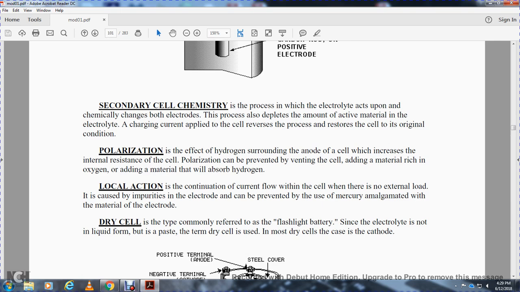Local action continues with current flow in the cell, even with no external load, caused by impurities in the electrode. It can be prevented by using mercury amalgamated with the electrode material.